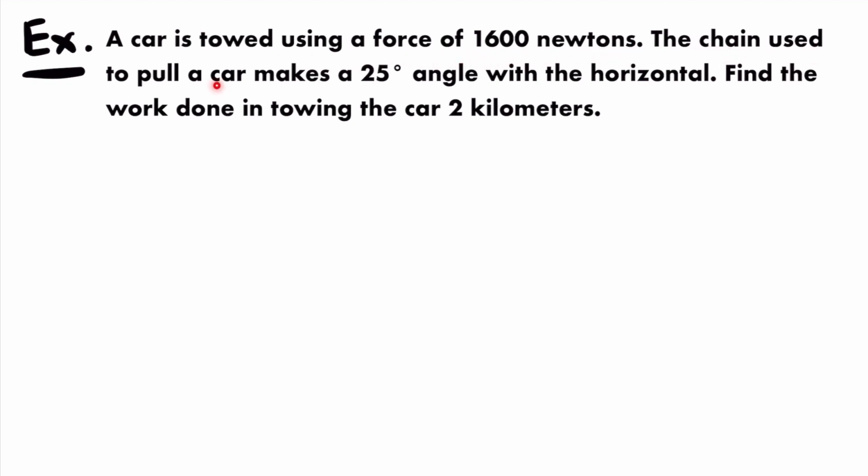The chain used to pull the car makes a 25-degree angle with the horizontal. Find the work done in towing the car 2 kilometers. Alright, so this example is pretty similar to our previous example, except now we're working with a very specific object, a car. We're not just working with some unknown object in a random scenario. We have a pretty specific real-world scenario here where you might actually want to calculate work.